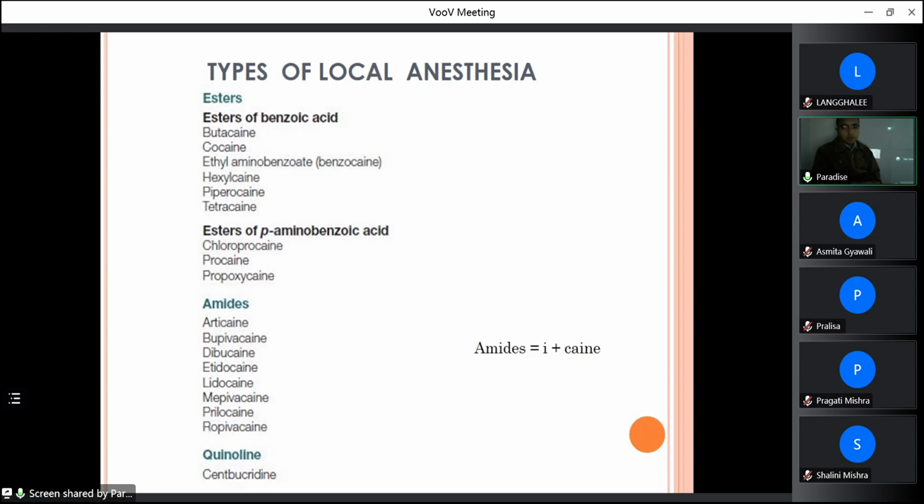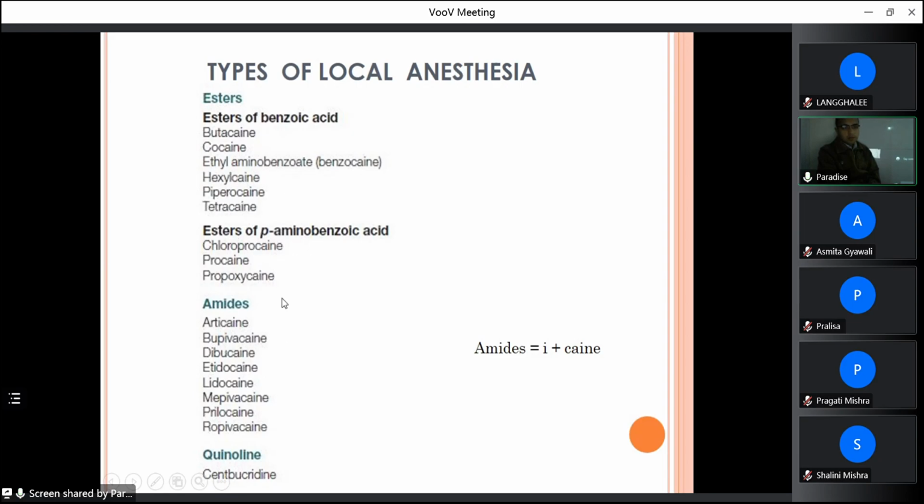Now there is one formula to remember whether the local anesthetic is an amide or an ester. In case of all the amides, there are two I's. Amides contain I plus caine; in all the names, you can see there are two I's plus caine. In case of esters, there is only one I, only caine, except piperocaine.